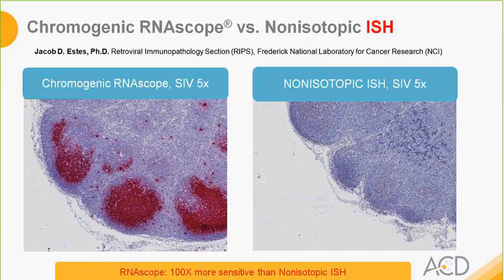And in this case, Dr. Estes was attempting to detect simian immunodeficiency virus in lymph node tissue. As you can see, the RNAscope signal on the left is roughly 100 times stronger than the standard signal seen in the non-isotopic preparation on the right, highlighting the great improvement in the sensitivity of the technology over traditional methods.